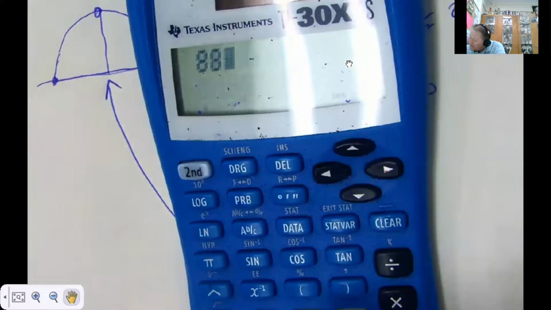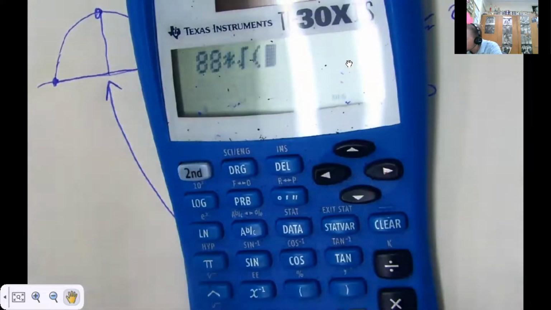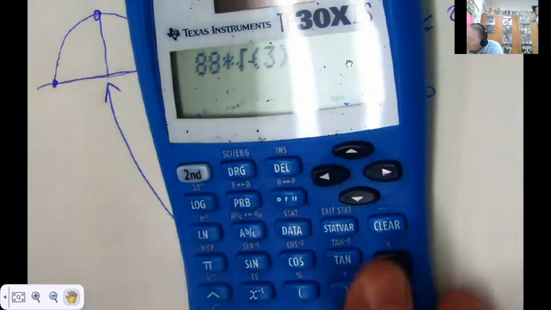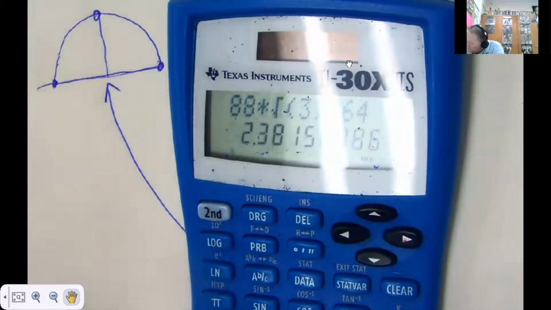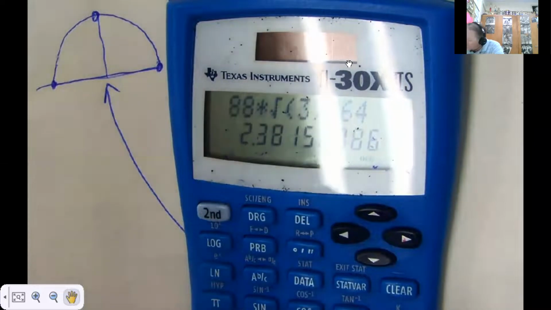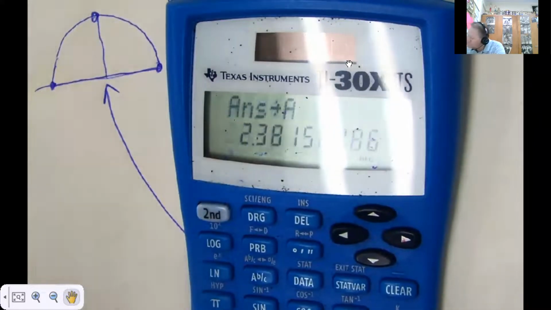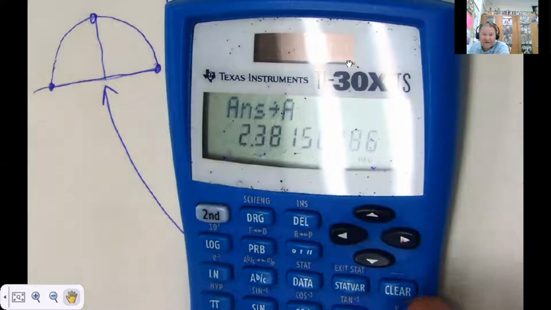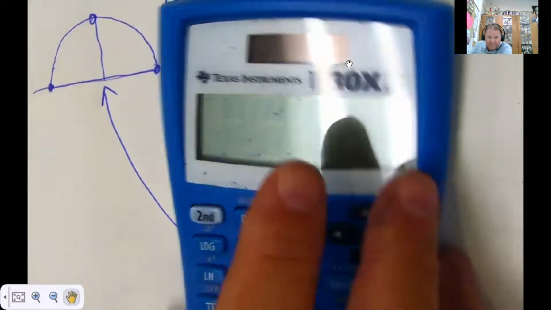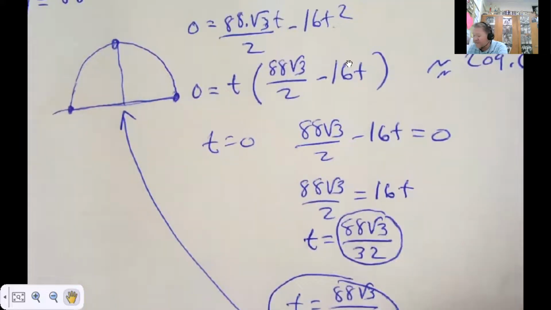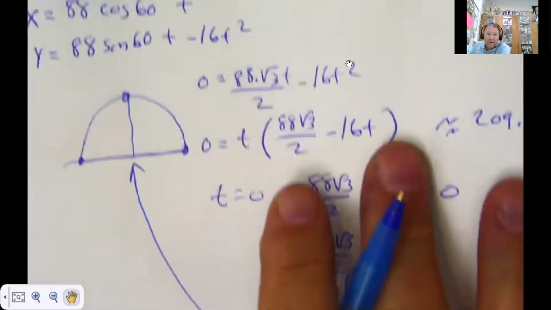It's going to be 88 times the square root of 3 divided by 64. And I'm going to store that value just so I can use it anytime I want to, which is 2.38 seconds. So after 2.38 seconds, it's going to be at its maximum height. Here we go. I'm not even sure this is the best way to do it, but I think it is without a calculator. All right, here we go.